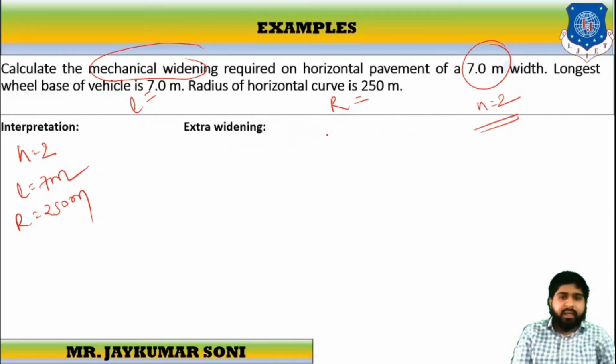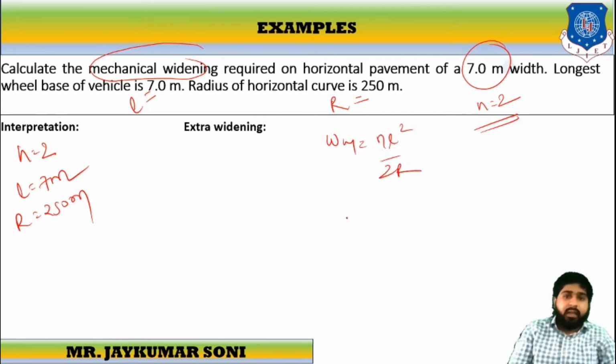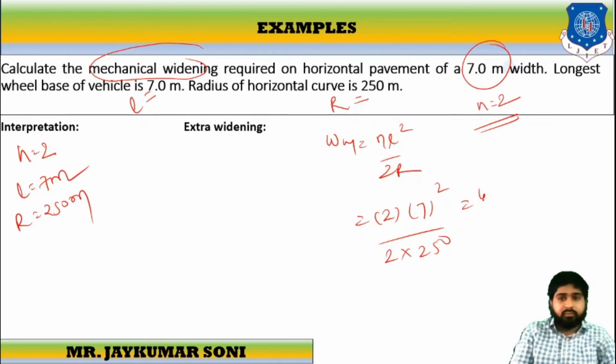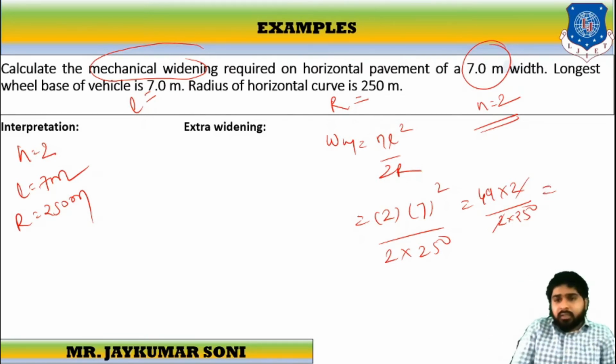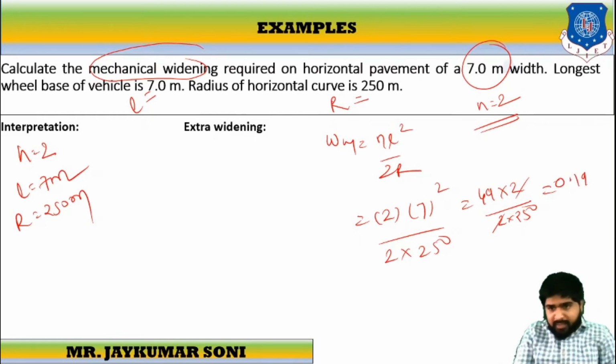What is the equation of mechanical widening? It is NL square by 2R. N is 2, L is 7, and R is 250. Calculate this and tell me what is the answer that you are getting. So answer will be 0.196 meters. So this is how we can calculate this.